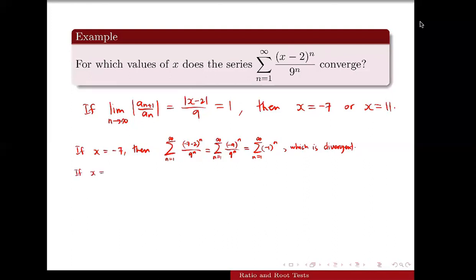If x equals 11, then the series is the sum of (11 minus 2)^n over 9^n, from 1 up to plus infinity. This is just the sum of 9^n over 9^n, which is just the sum of 1, from 1 up to plus infinity. This is divergent, which is also divergent.